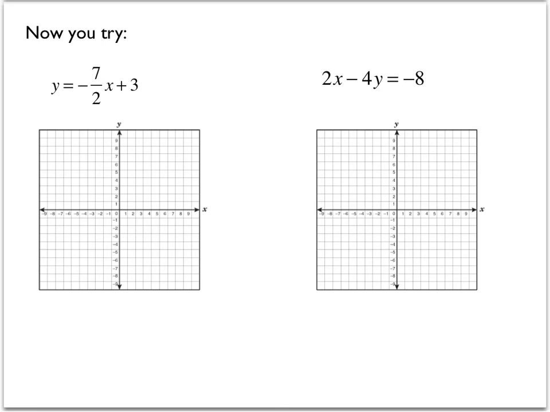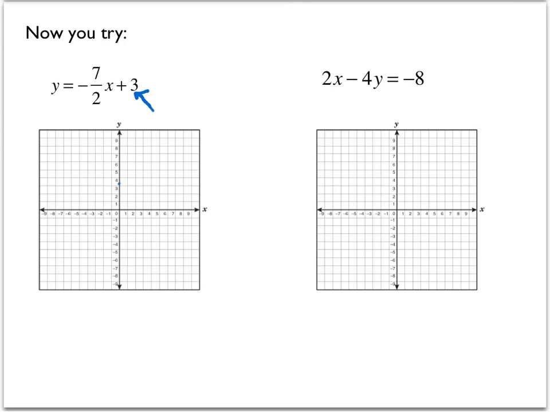Alright, here's the first one. Notice this is in the slope-intercept form. My y-intercept is 3. That's what I want to graph first. That's always going to be on that y-axis. There's 3 right there. And here's my slope, negative 7/2. I remember that because it's negative, it's going to be a line that falls from left to right.